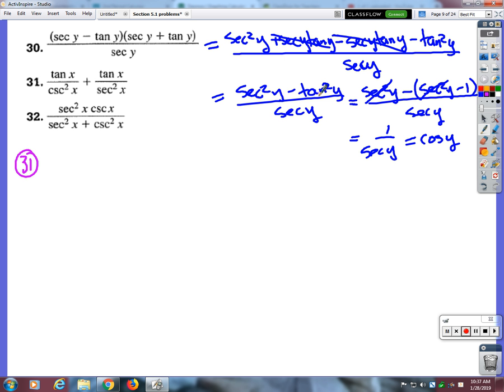All right, number 31. Probably a few different ways that we can go in this. Anybody want to throw out an idea?